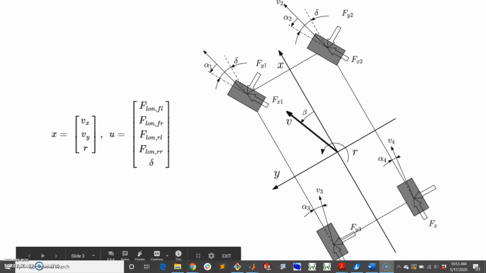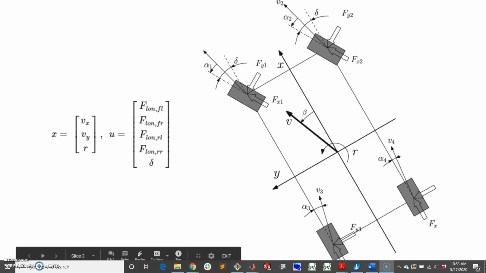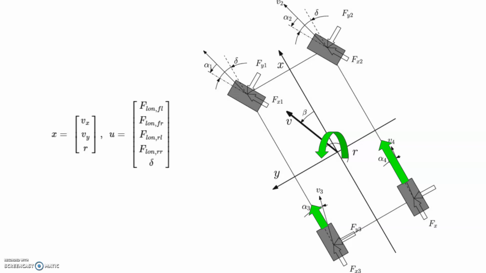A two-track vehicle model is chosen for this analysis. The state variables are the x velocity, y velocity, and yaw rate. The control variables are the longitudinal force on each tire as well as the steering angle. The idea of torque vectoring is that the force applied on the left and right tires are not equal. This creates a yaw moment about the vehicle, which improves cornering capability.